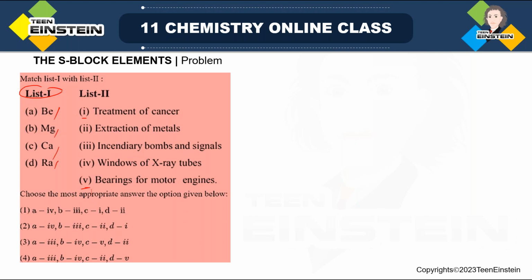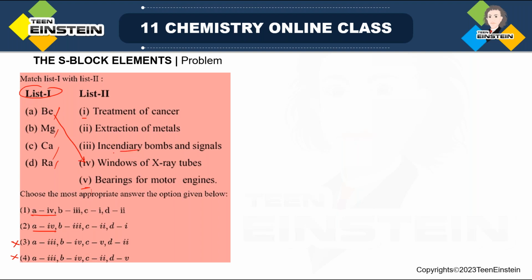Now, the very easy to understand is this one. See, we have seen it has very important application in making windows of X-ray tube or the X-ray detector. So obviously A will be matching with 4. Now A is 4, that you can find in these 2 options. So you can easily cancel these 2. Now once it is so, next we can say magnesium.